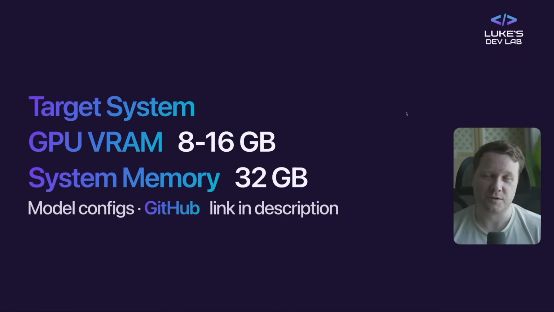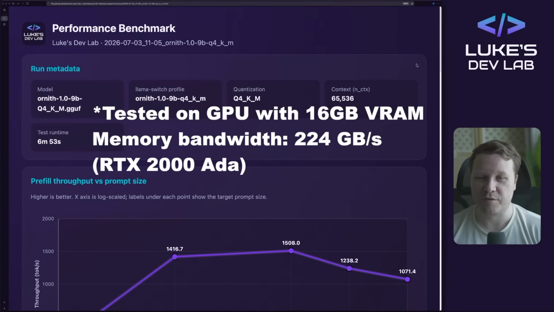And then with these models, we're targeting people who've got 8 gigs of VRAM. Obviously, if you've got 16 or more, you can do a bigger context, or you can do a lesser quantization. And then 32 gigs of system memory can come in useful if you want to spill out into that. Model configs are linked in the GitHub in the video description if you want to check those out. So let's jump into our performance metric.